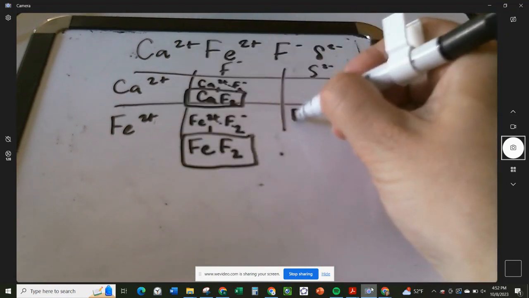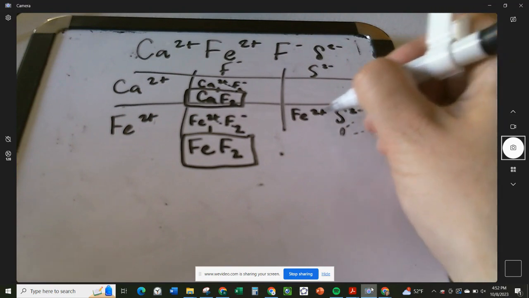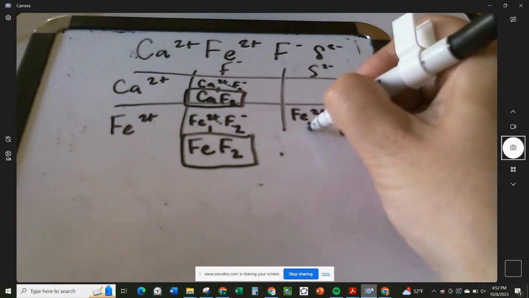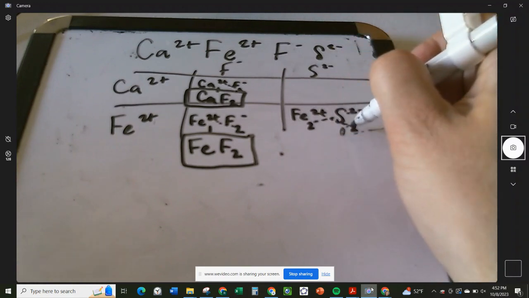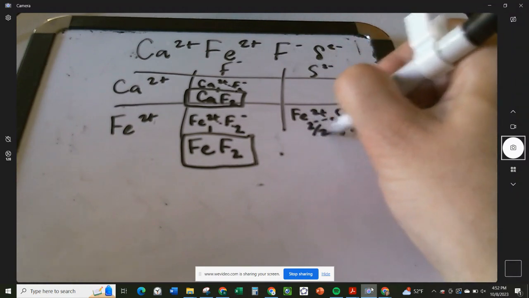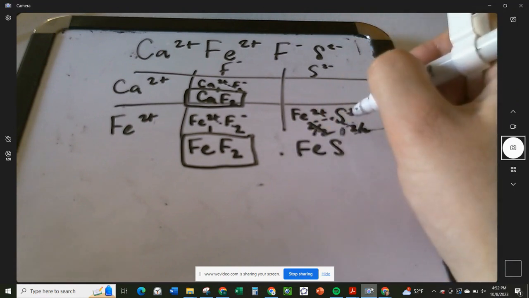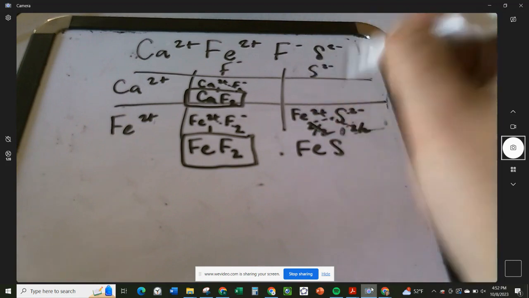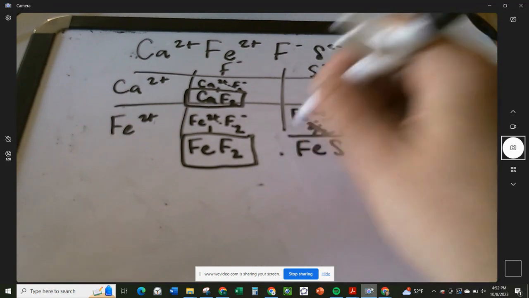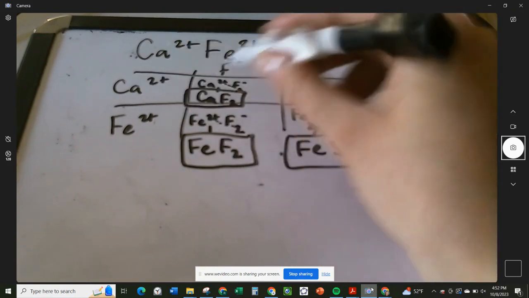And then let's go over here. This is saying pair up iron 2+ and sulfur 2-. Crisscross the charges. So we need 2 irons for 2 sulfurs. Oh, but we can simplify this. They both have a 2. We can divide by a 2. So iron sulfide. This would be iron(II) sulfide because it's a transition metal that doesn't form the same charge every time.